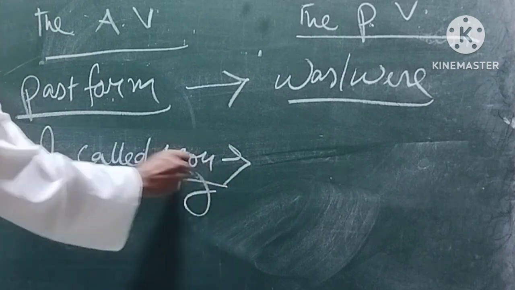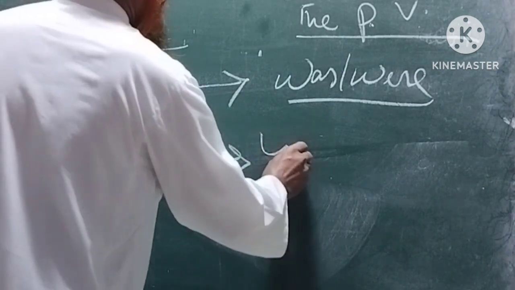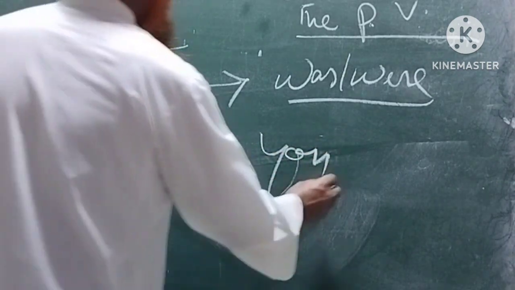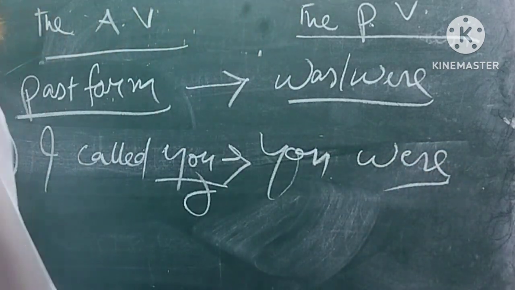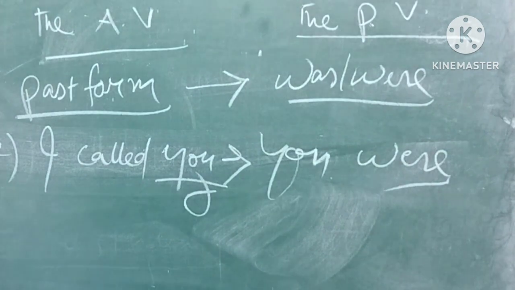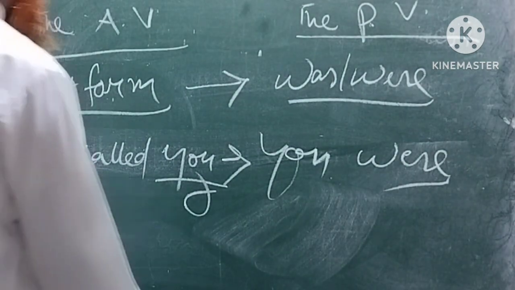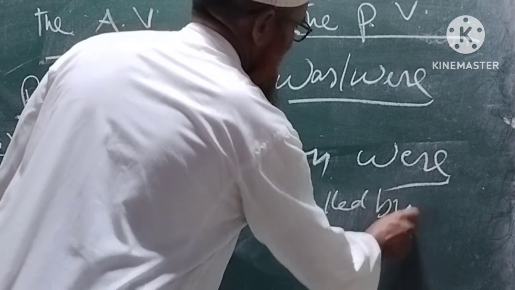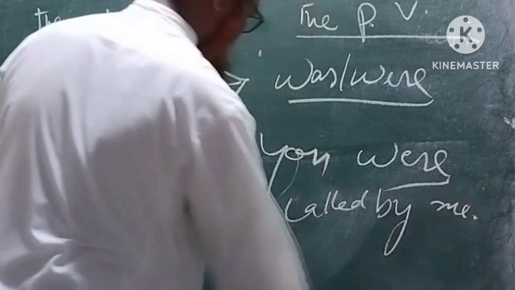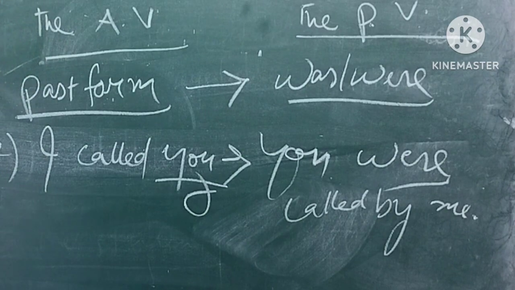Here, the object will become the subject in the passive. You were, because with you, was is not allowed. You were called by me.